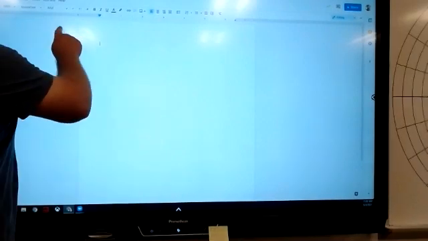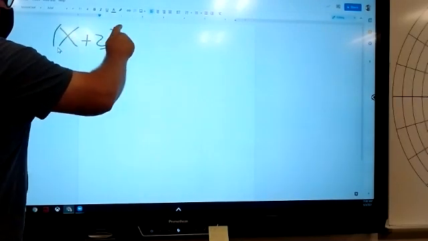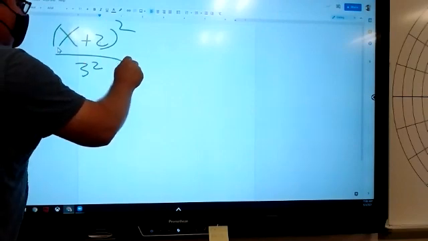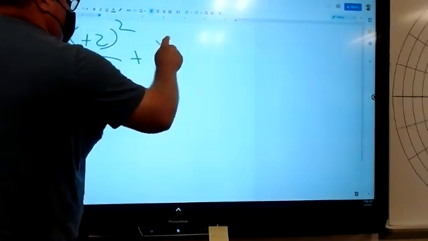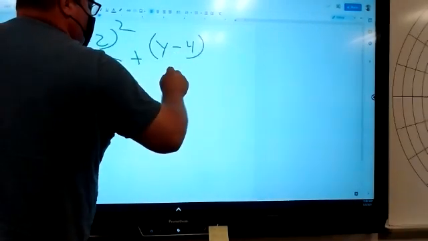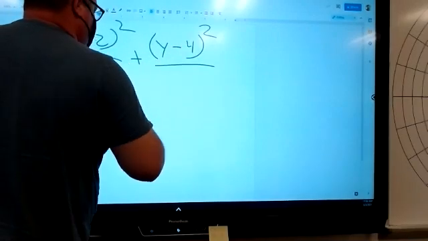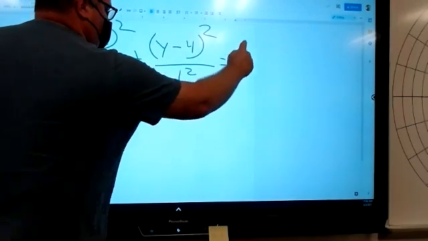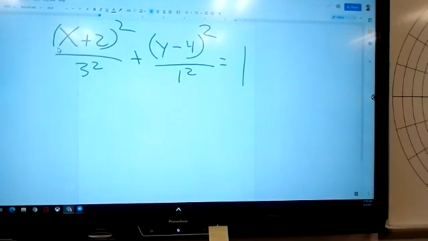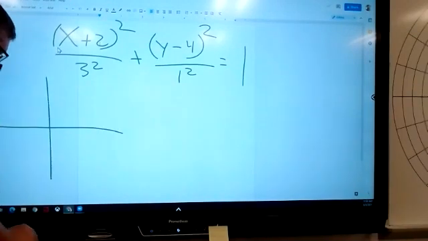Okay, so here we go. x plus 2, the quantity squared, over 3 squared, plus y minus 4, the quantity squared, over 1 squared equals 1. Okay, let's graph it. Michaela, give me, where's the center?